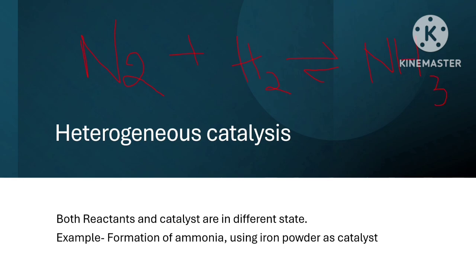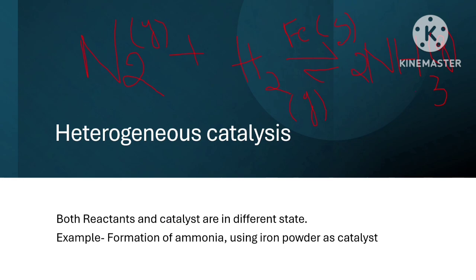Here, nitrogen is in a gaseous form. Hydrogen is in a gaseous form. And the ammonia formed is also in a gaseous form. In the presence of iron powder, the catalyst is in a solid form. Here N2 is there, here only N is there, right? Here H2 is there, here H3 is there. The equation is not balanced. So to balance that, I have written 2 here.